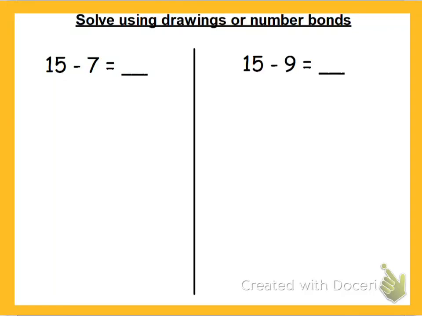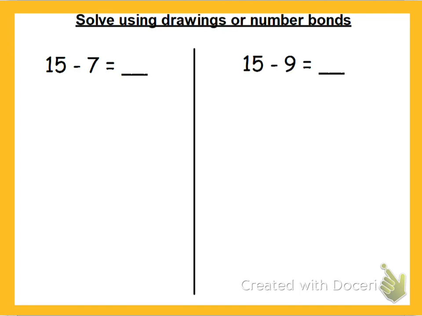Today we're talking about Module 2, Lesson 20. In this lesson, we're talking about being able to subtract 7, 8, and 9 from teen numbers. So, looking at this, we're going to have two different ones. 15 minus 7 equals blank, and 15 minus 9 equals blank. Let's look at 15 minus 7 equals blank first.